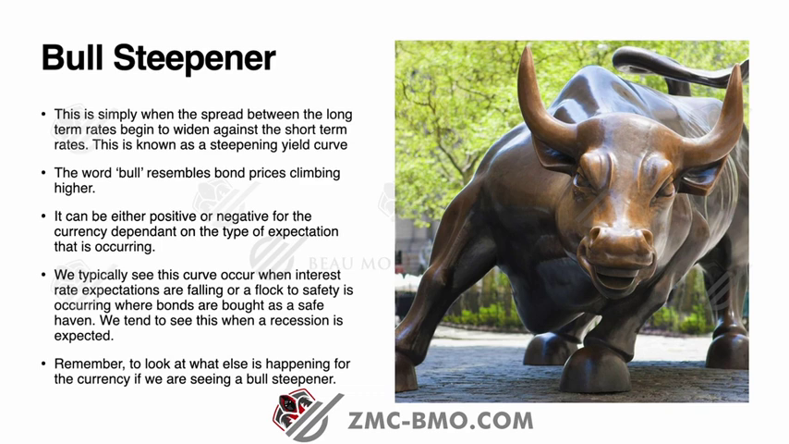This is very important, because we use bonds and other asset classes to help confirm our bias in an FX trade. We typically see this curve occur when interest rate expectations are falling or a flight to safety is occurring, where bonds are being bought as a safe haven. We tend to see this happen when a recession is expected.